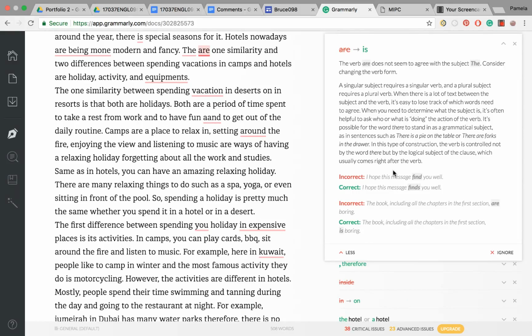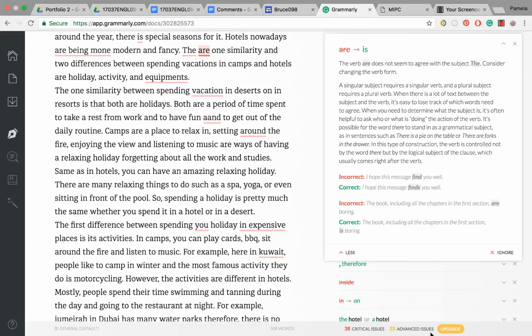So Grammarly.com, you can go ahead and fix those 38 critical issues using the free version. And notice that there are 23 advanced issues that they have found as well. You're only going to be able to see those advanced issues if you do pay for an upgrade, which is a subscription. It's not a very expensive program.